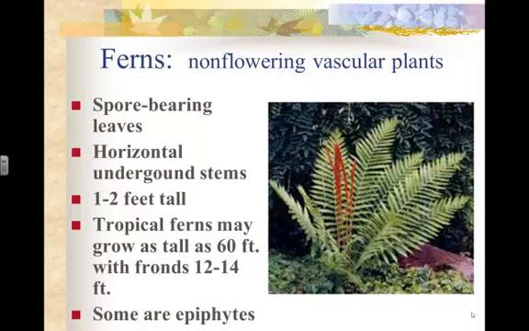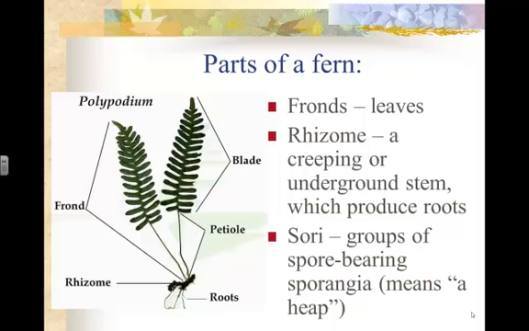Now, some of the ferns are actually epiphytes, and an epiphyte lives on another plant or on another thing. In this case, it would be a plant, and it would not be a parasite, so it's not living off of that host. It's actually sustaining itself, but it lives on it. So that's an epiphyte, and some of these are. The parts of a fern you need to know: the leaves are called a frond, and the rhizome is that underground stem, and off of the rhizome then are the roots.